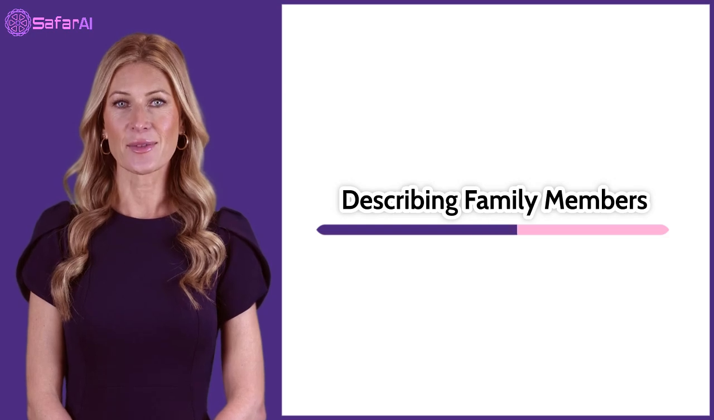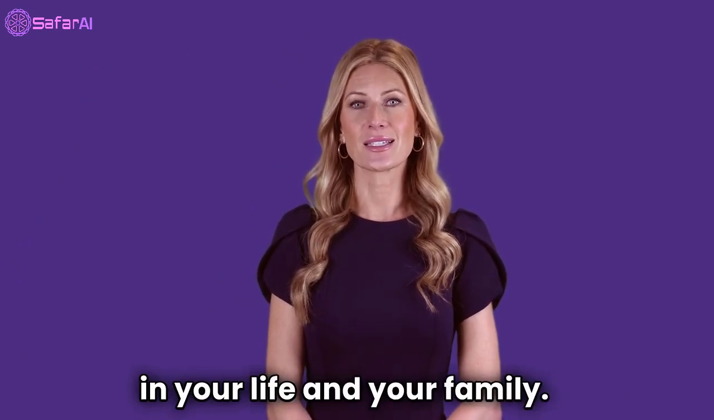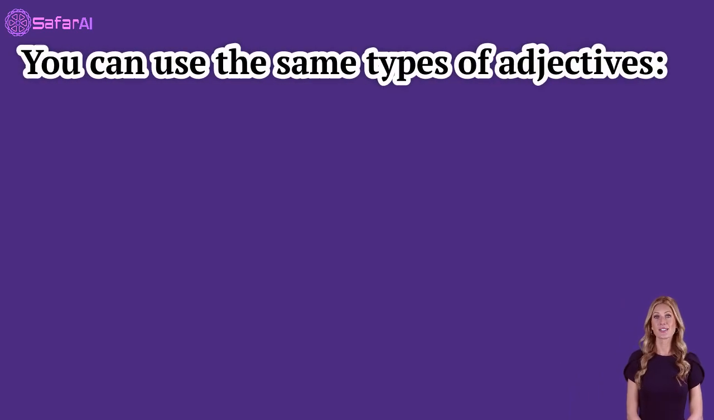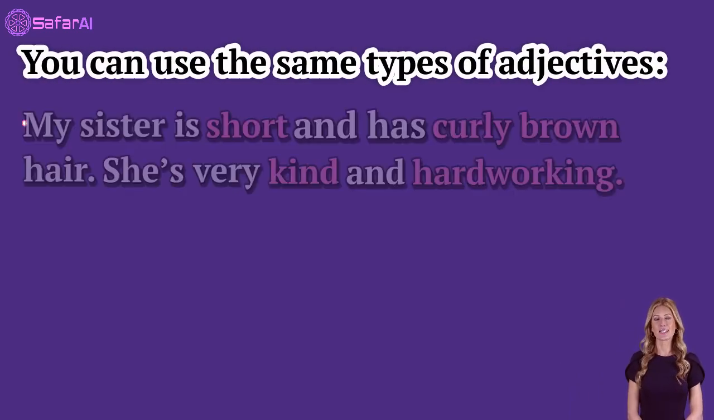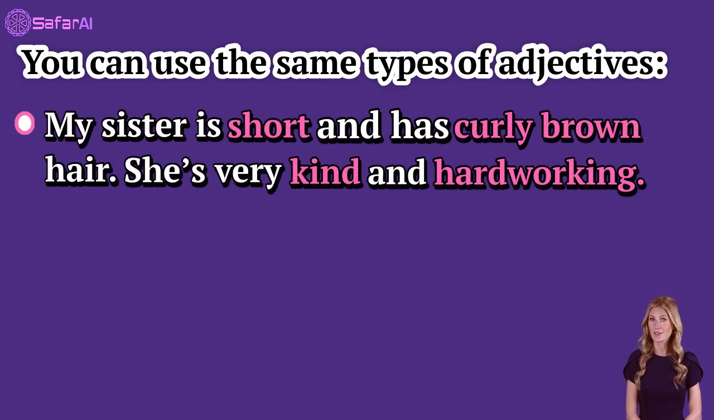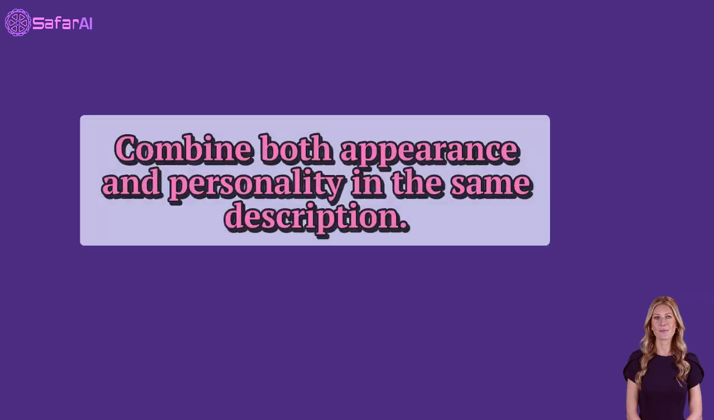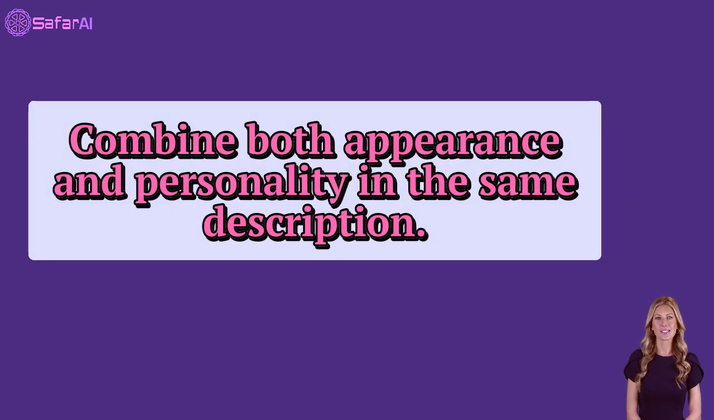Describing family members. Now let's talk about people in your life and your family. You can use the same types of adjectives. My sister is short and has curly brown hair. She's very kind and hard-working. My uncle is tall and slim. He's a quiet and serious person. Combine both appearance and personality in the same description.